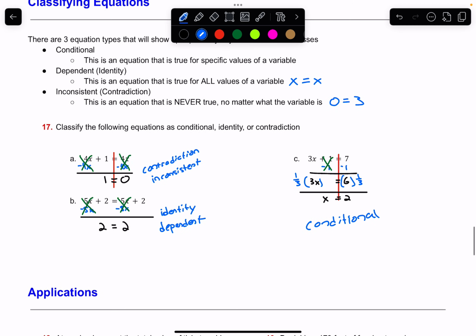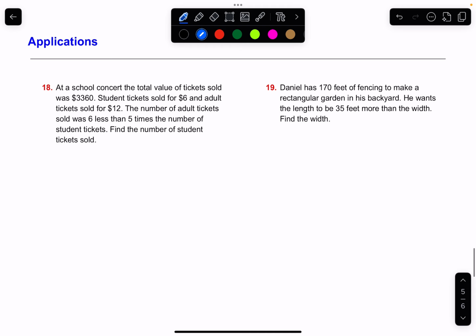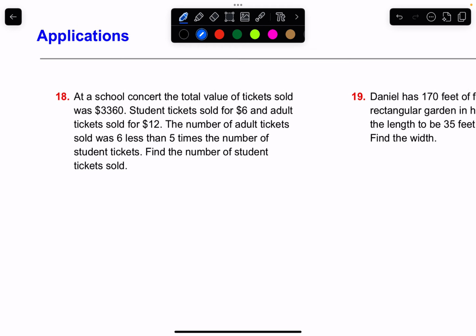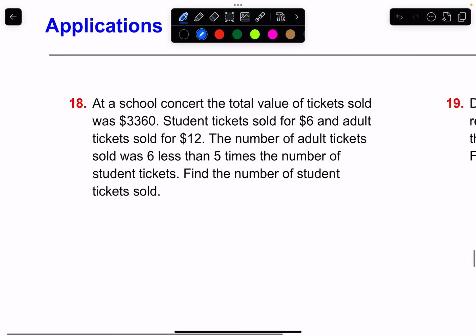All right, so now we can do the fun part, some applications. So let's focus in. At a school concert, the total value of tickets sold was $3,360. Student tickets sold for $6 and adult tickets sold for $12. The number of adult tickets was 6 less than 5 times the number of student tickets. Find the number of student tickets sold.